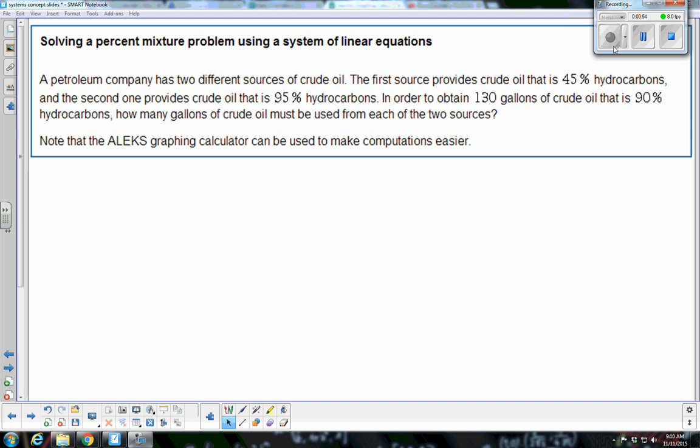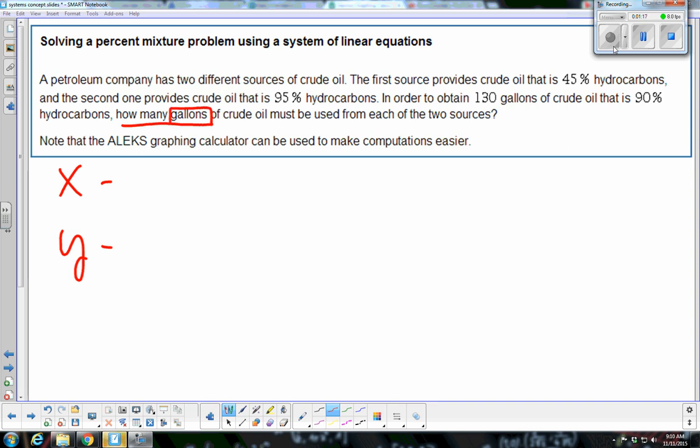So remember, we're trying to find a variable, what we're trying to solve for, an x and a y, right? Well, we want to say, what are they going to represent? They're going to represent what we're trying to find. What we're trying to find almost always comes from that last sentence. It says, how many gallons of crude oil must be used from each type? Gallons. That's what we want to know.